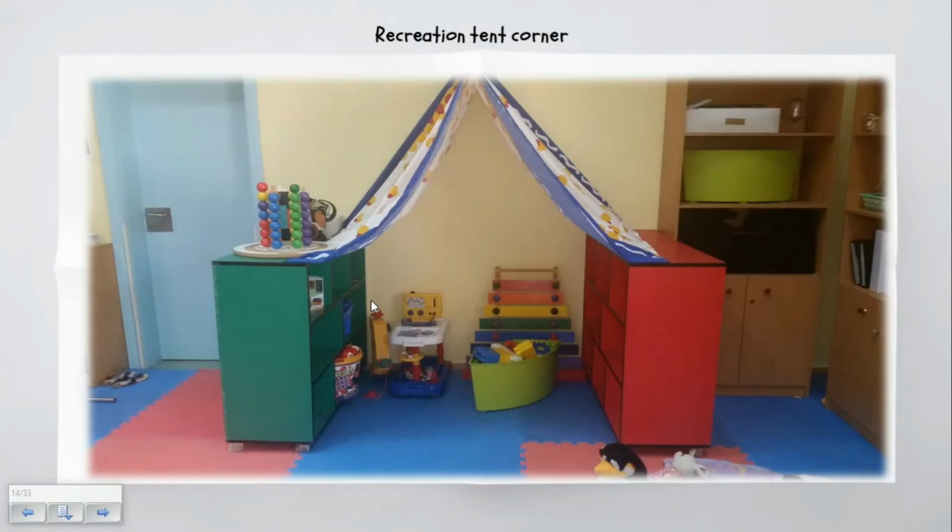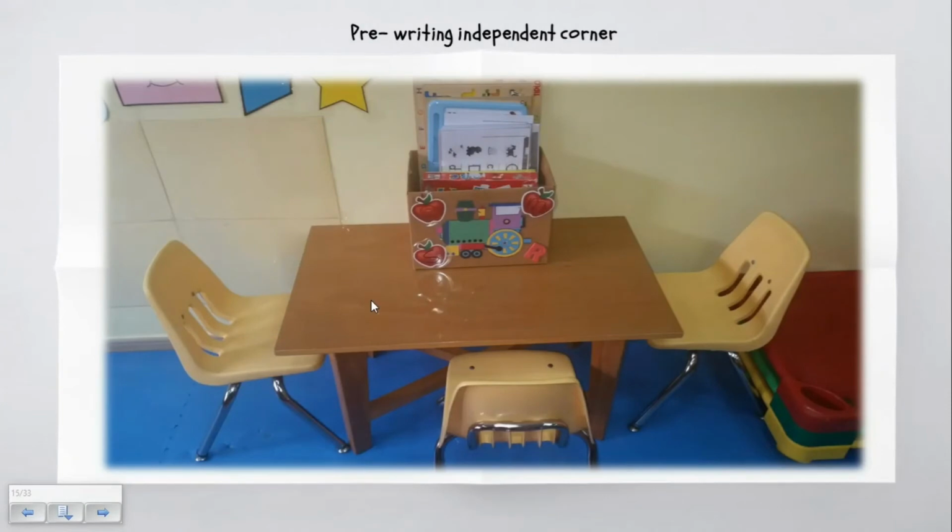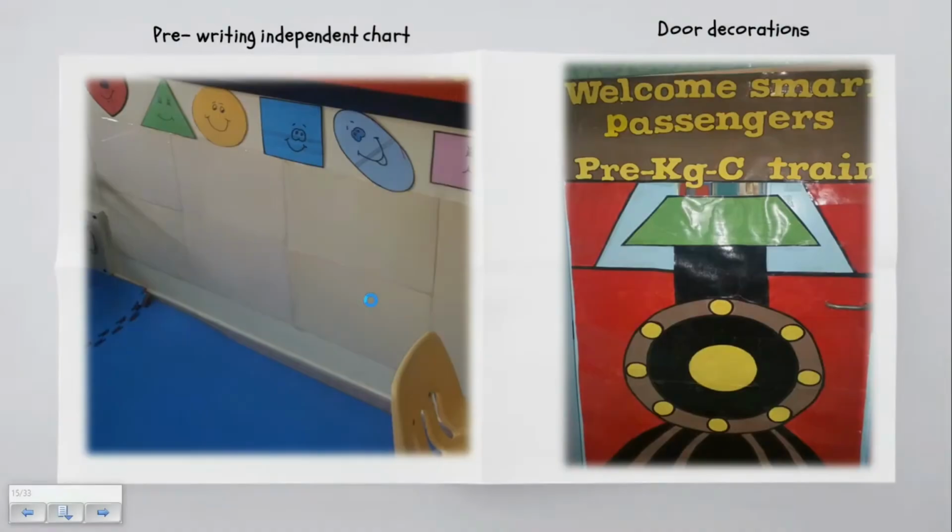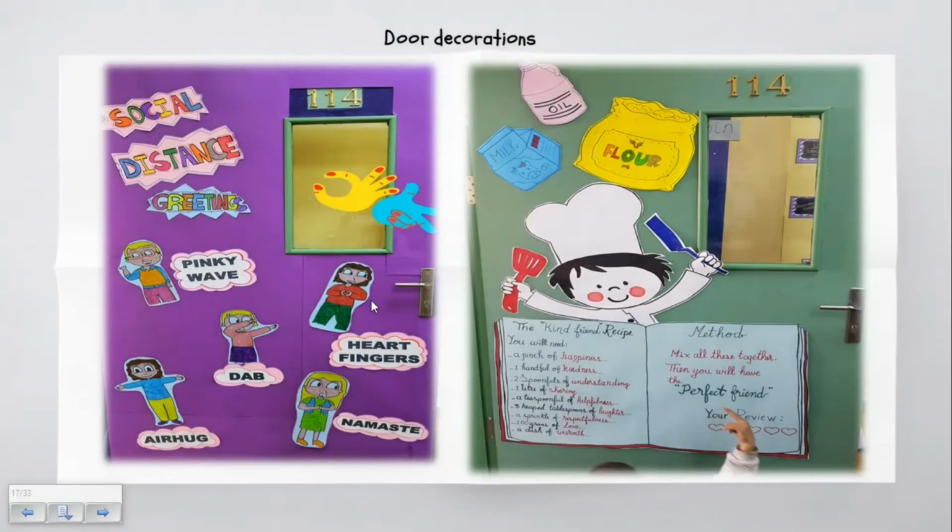This is the recreation tent corner where students can go and unwind in this tent and they can play or relax or even take a nap. This is a pre-writing independent corner. It's so helpful to have it in the classroom. We can elaborate on this subject later on in different videos. This is also a pre-writing independent chart, and we have some examples of door decorations.